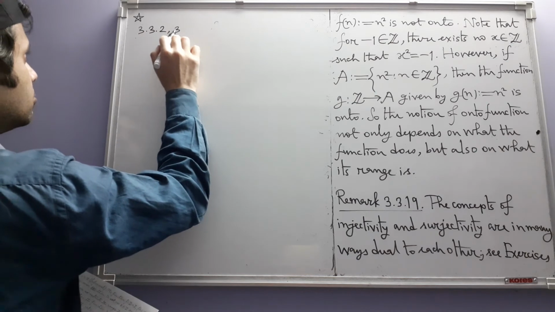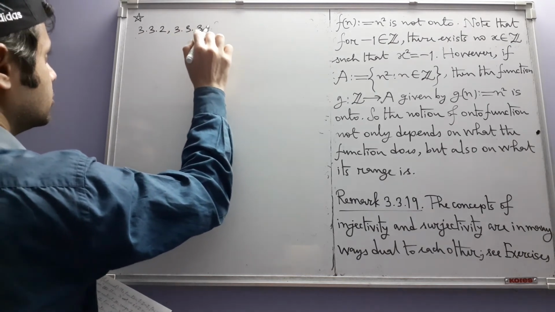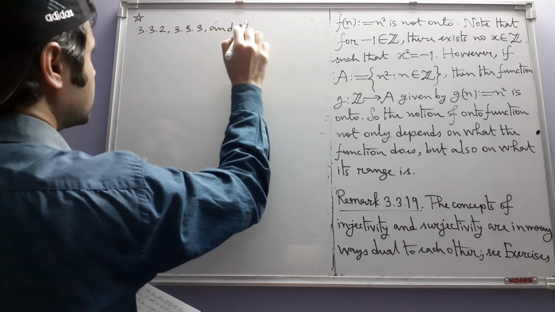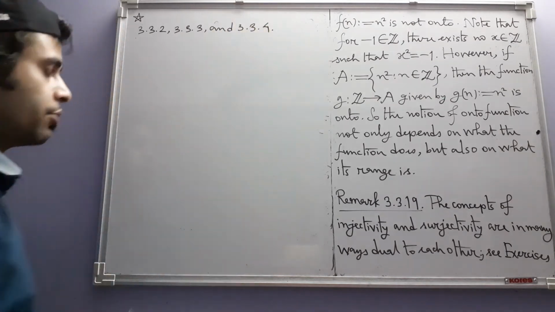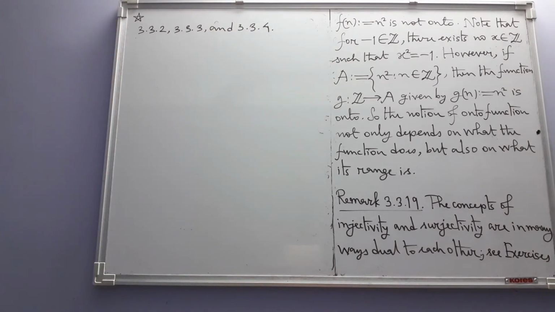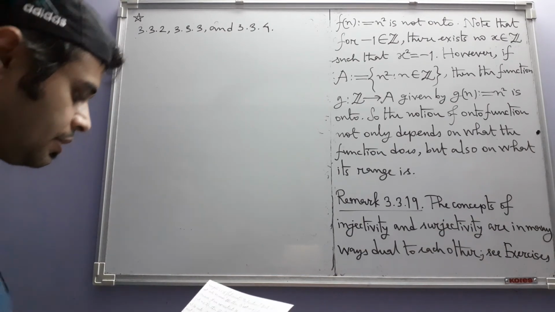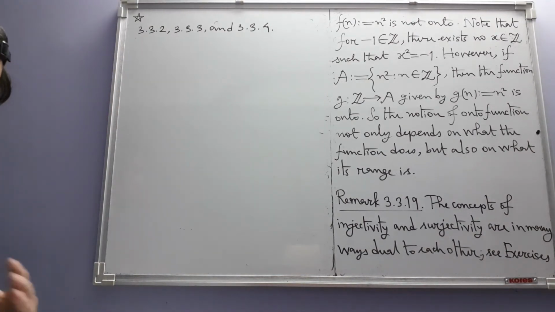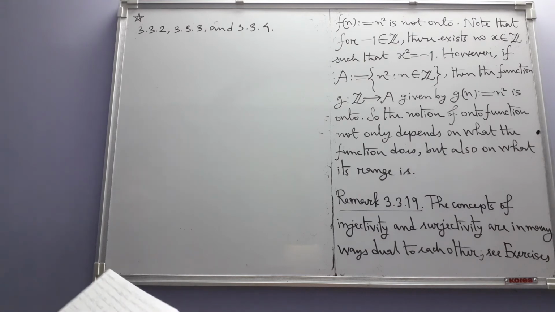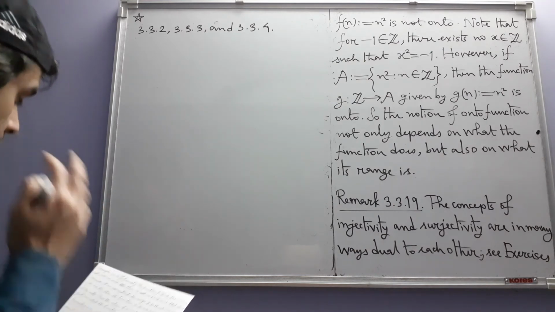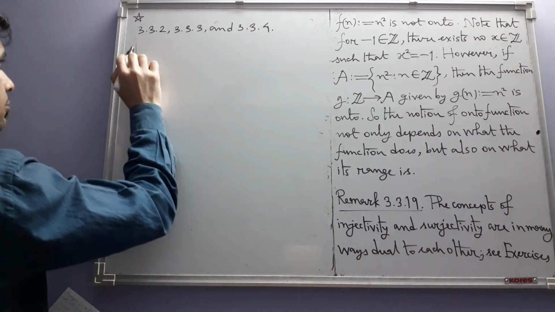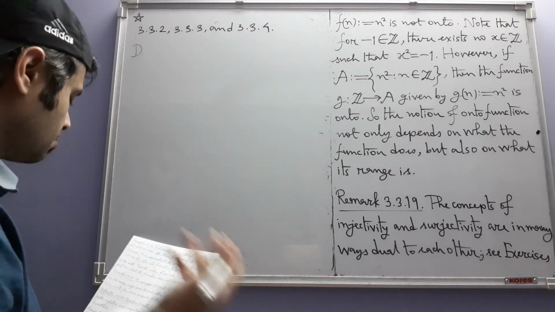3.3.3 and 3.3.4. And now once we have the concept of one-to-one and onto functions, we then next have the concept of bijective functions, combining these two together. This is very important. The others are also important, but this is more important.